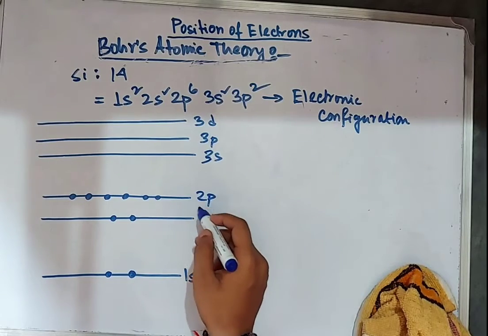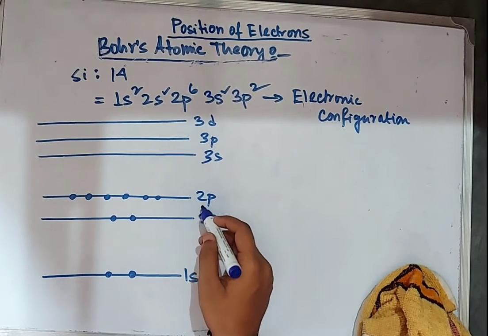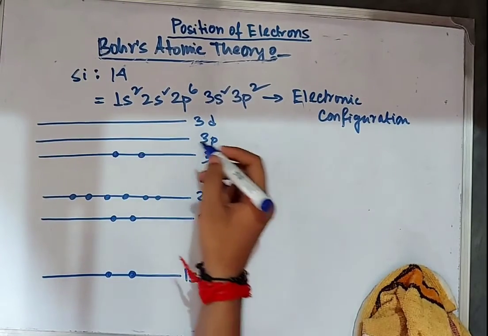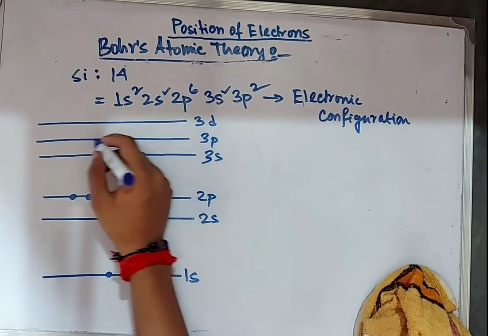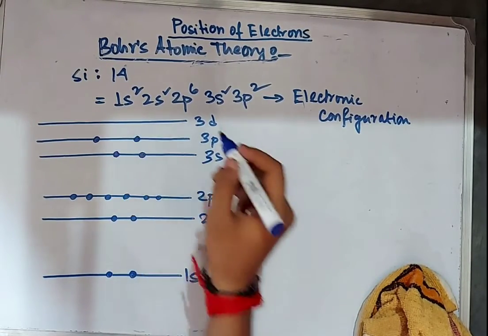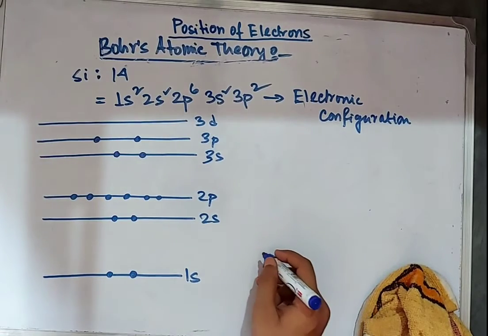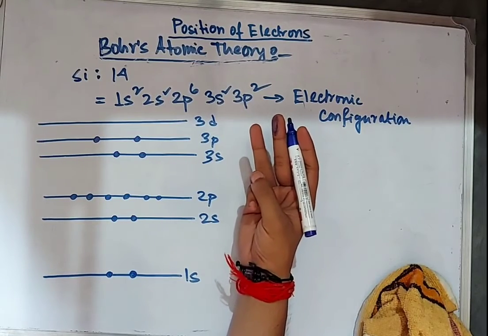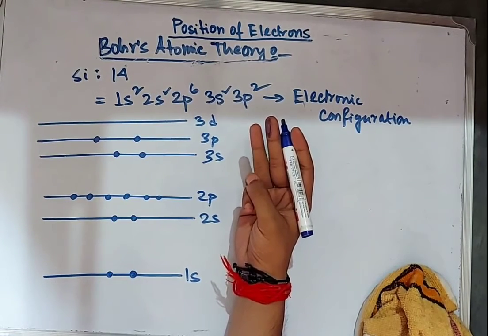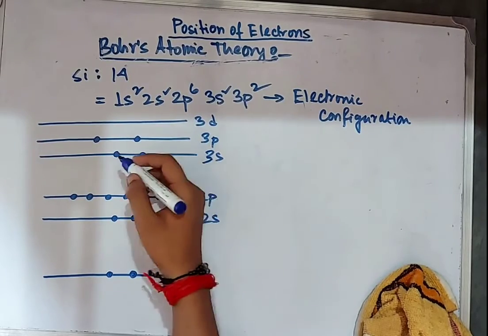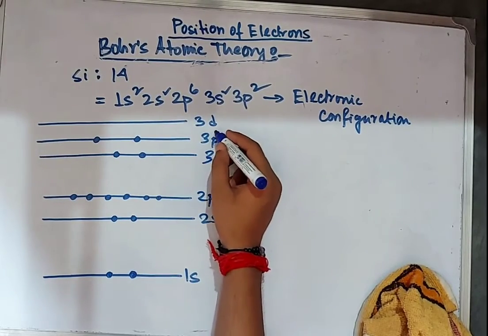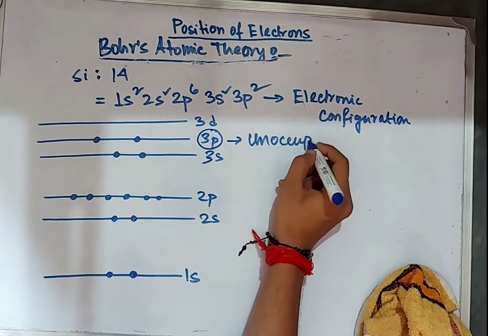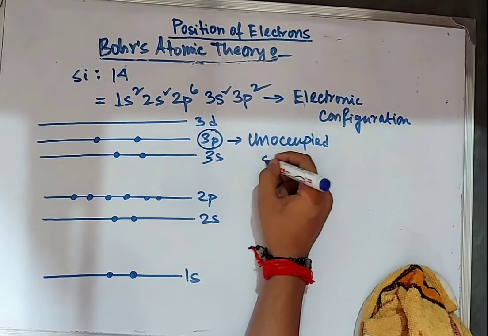So we can say the 2p is a filled subshell. 3s2 means 3s has 2 electrons, and 3p will have only 2 electrons. The 3p holds 3 orbitals, and these 3 orbitals have the capacity to hold a maximum of 6 electrons, but there are only 2 electrons. So this 3p subshell is an unfilled subshell.